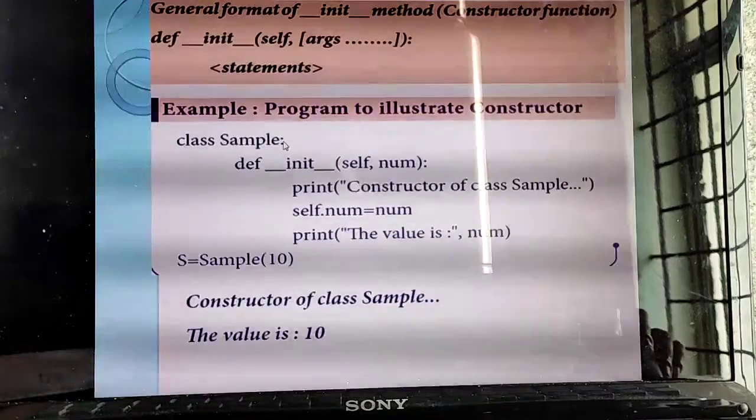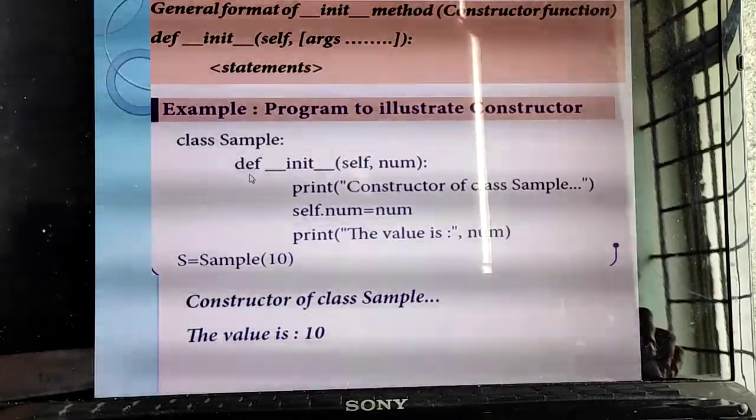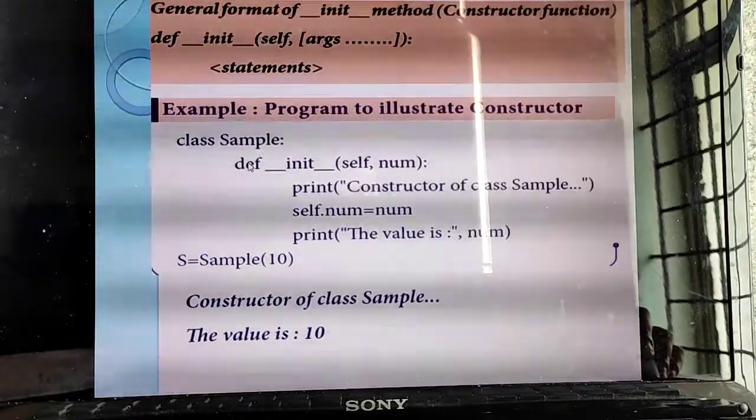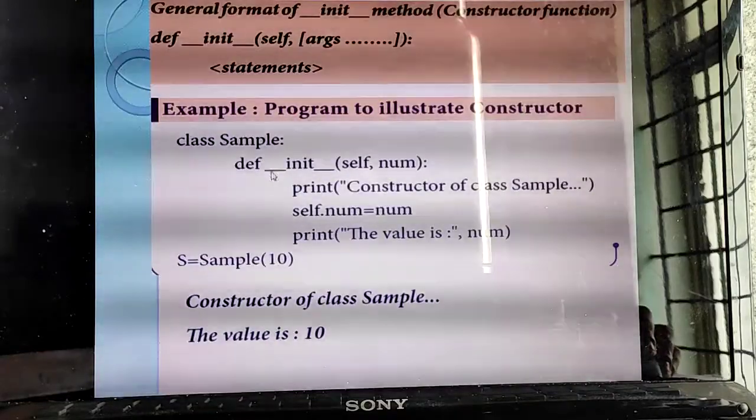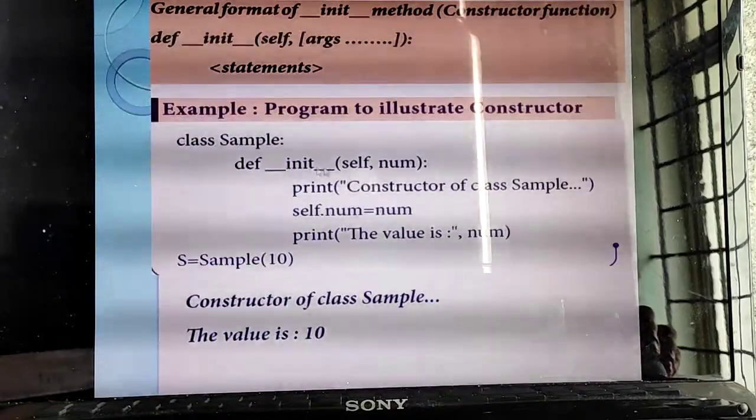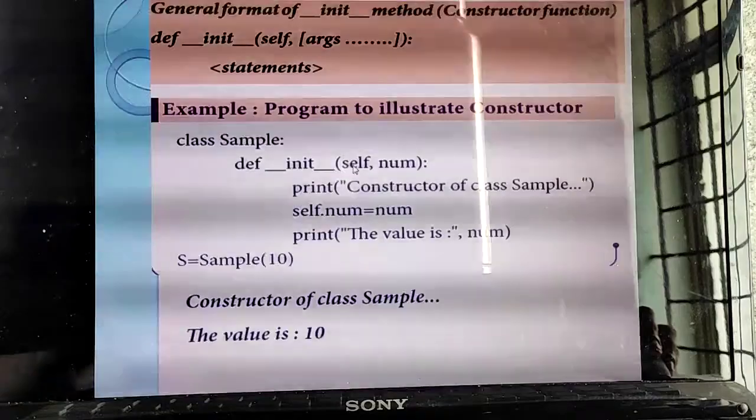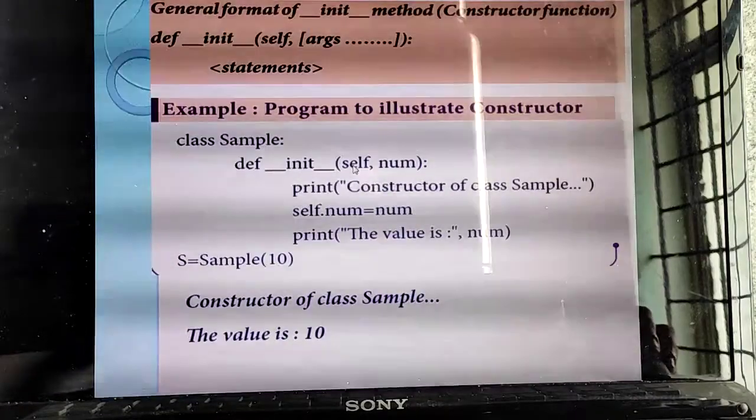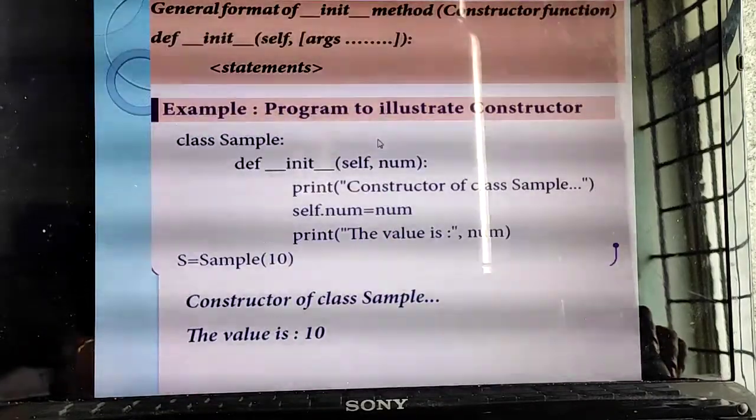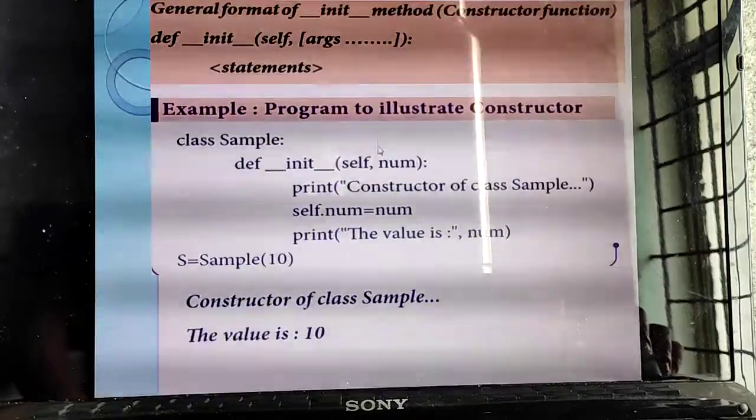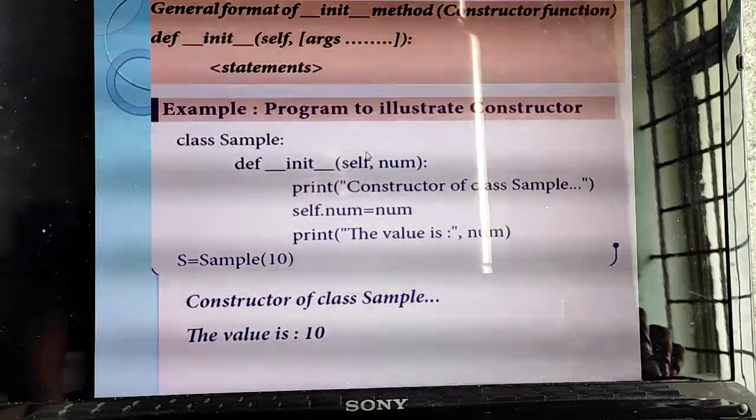So what's the general format for creation of a constructor? A constructor always starts with the keyword def, then a space, then double underscore init, then double underscore. Inside that you can give arguments. What's the first argument? Even if you are not giving any arguments, it will still consider self as the first argument.